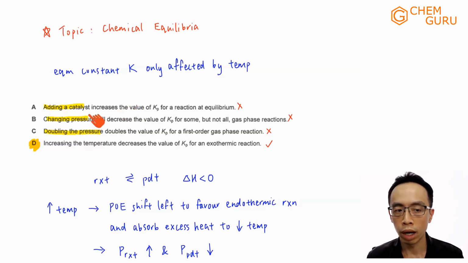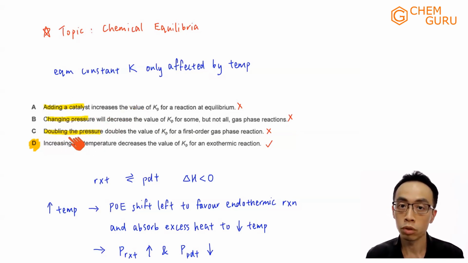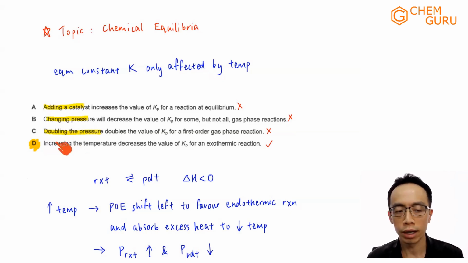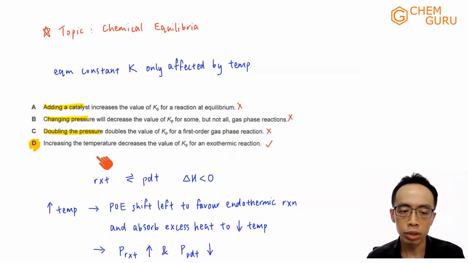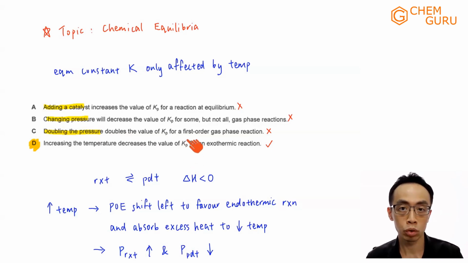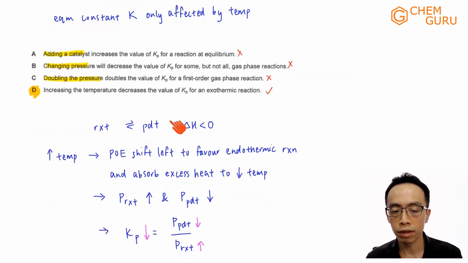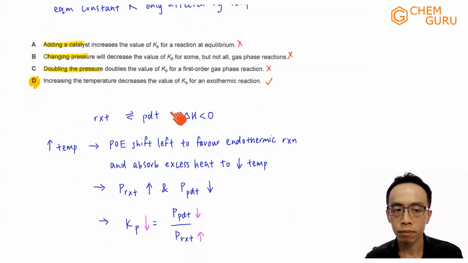Straight away, we can rule out A, which is adding catalyst, B, which is changing pressure, and C, which is also changing pressure. A, B, C, they're all wrong. D has to be the answer. Increasing the temperature will decrease the value for Kp for an exothermic reaction. Now, changing temperature can affect the K value in different ways, depending on whether the reaction is exo or endo. Let us try to quantify this and try to show that increased temperature will decrease the value for Kp if the reaction is exothermic.